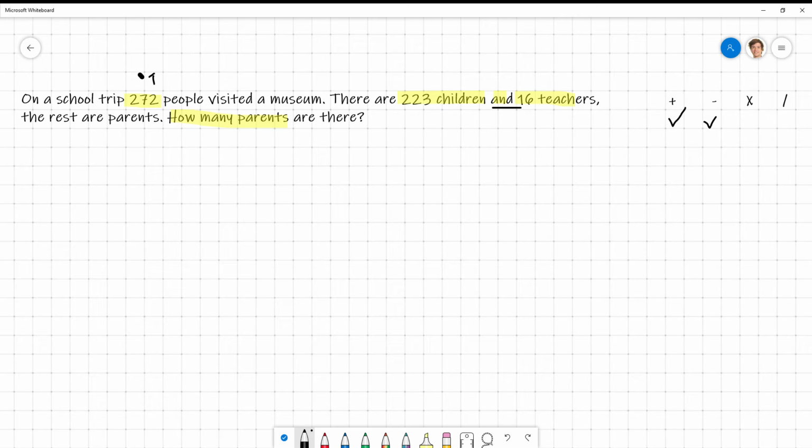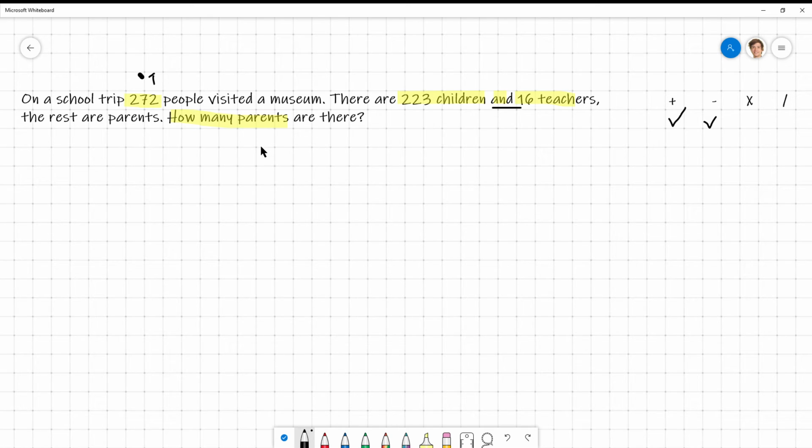Now, there's probably not going to be any times, any multiplying, and no dividing needed. So there's no groups of anything. We're not trying to find out how many groups there are. We're not trying to times things up. So it must just be addition and subtraction. So let's have a little go at solving it.